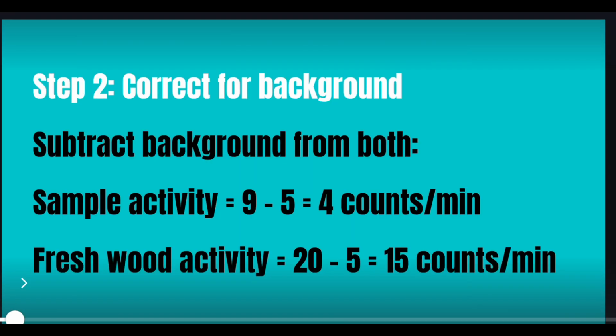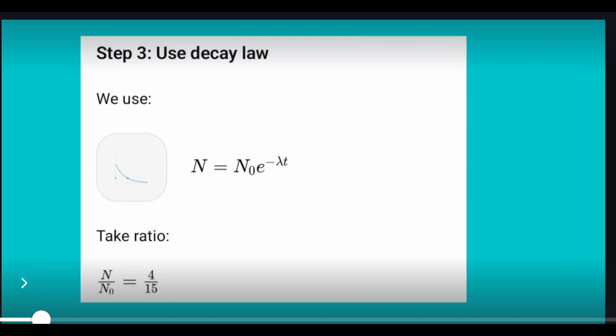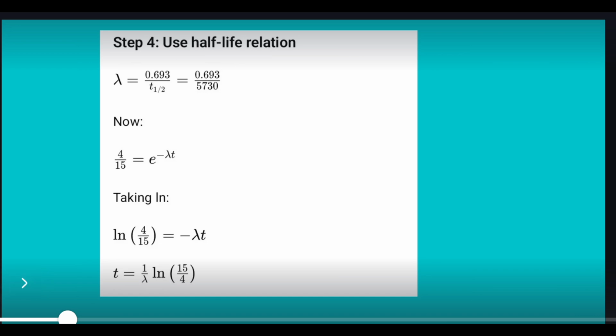Here sample activity is N and fresh wood activity is N naught, that is 15. So 4 divided by 15. In step 4, use the half-life relation. Lambda is equal to 0.693 divided by T half is equal to 0.693 divided by 5730. Now 4 by 15 is equal to e to the power minus lambda t. Taking ln of 4 by 15 is equal to minus lambda t. T is equal to 1 by lambda ln 15 by 4.